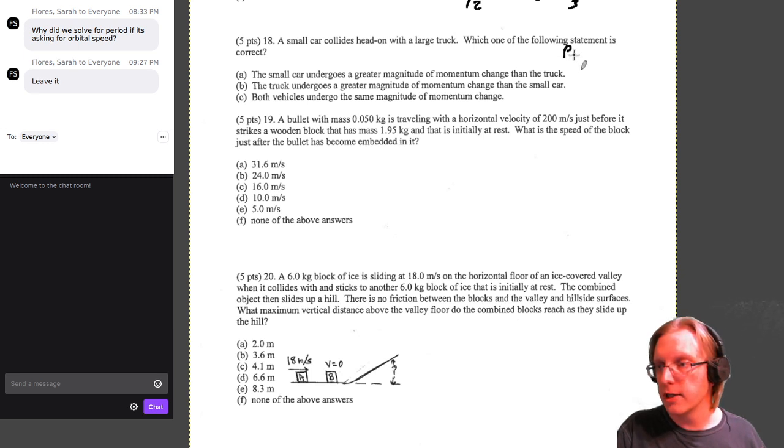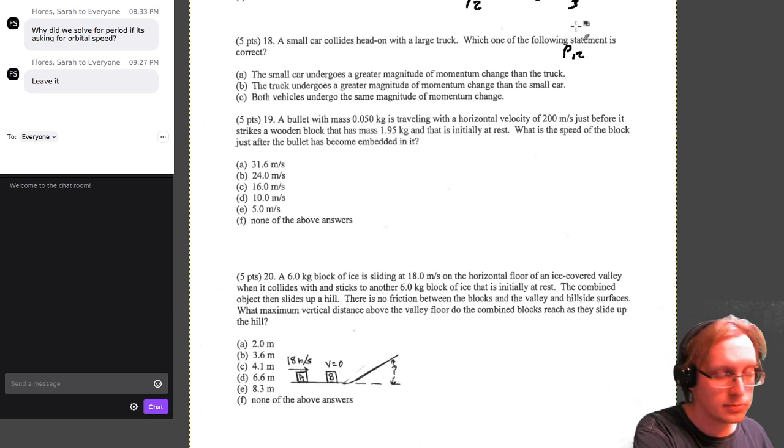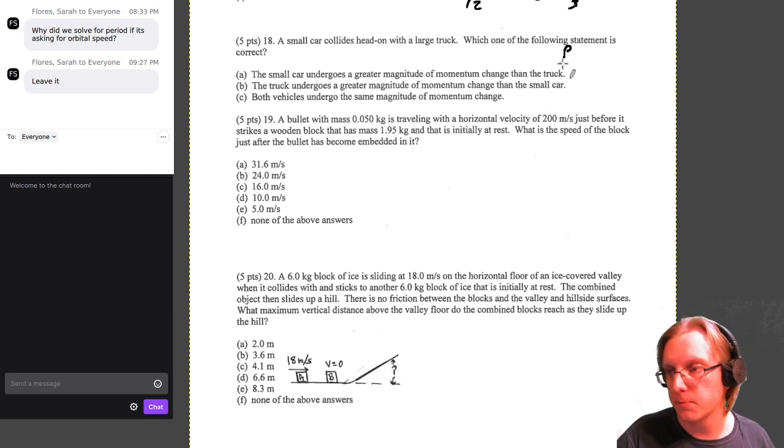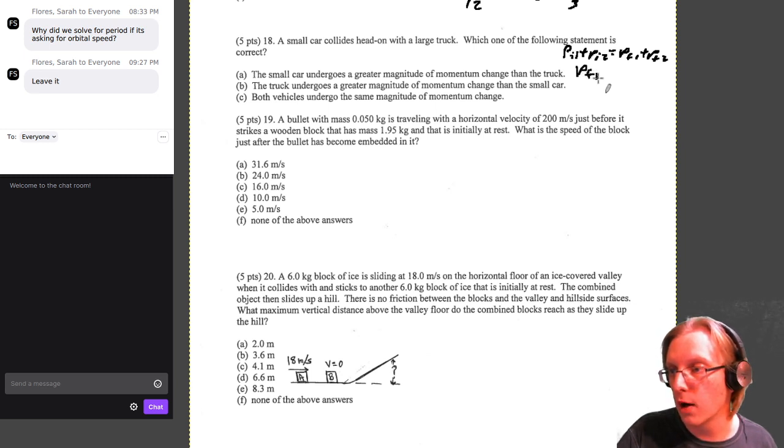This here, PI1 plus PI2 is equal to PF1 plus PF2. Rearrange this. We get PF1 minus PI1 equal... so basically put that there, which means I had to move that to the other side, minus that.